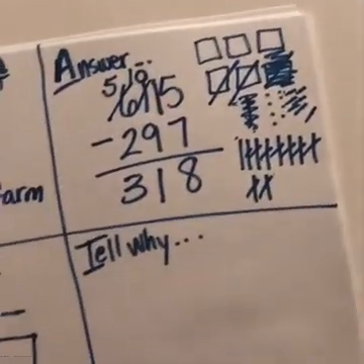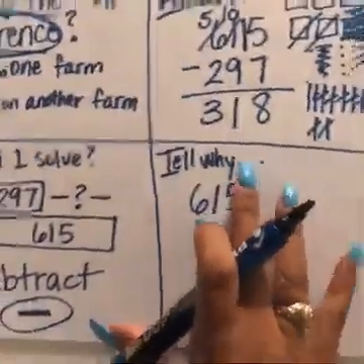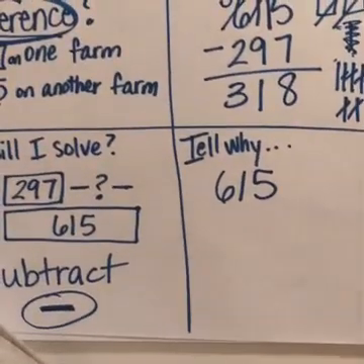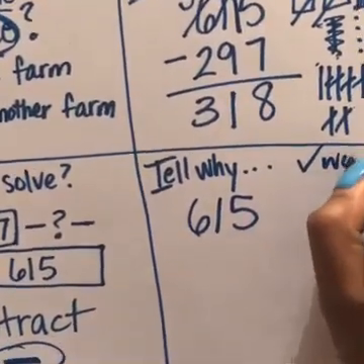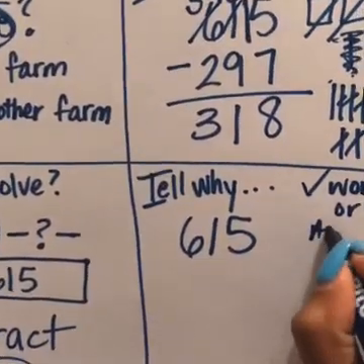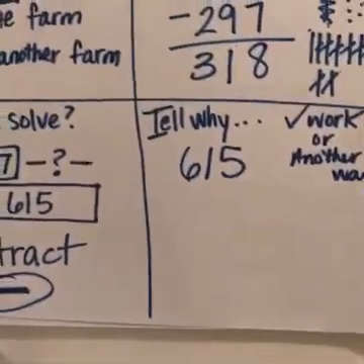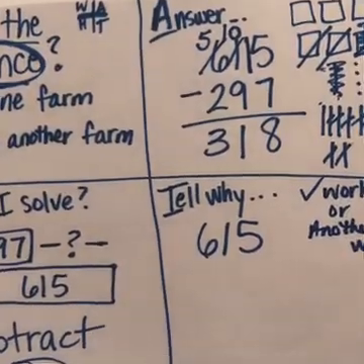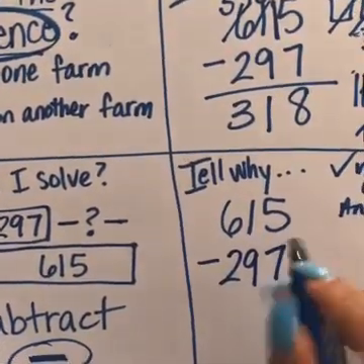It's called compensation. I'm going to write down my problem. And this box is tell why. That just means tell how you know the answer is correct. Usually in this box, you're checking your work. I'm going to put a check and put work, or you're trying it another way. And really, when you check your work, that means you have to try it another way. So that's what we're about to do. So I am going to do 615 minus 297.